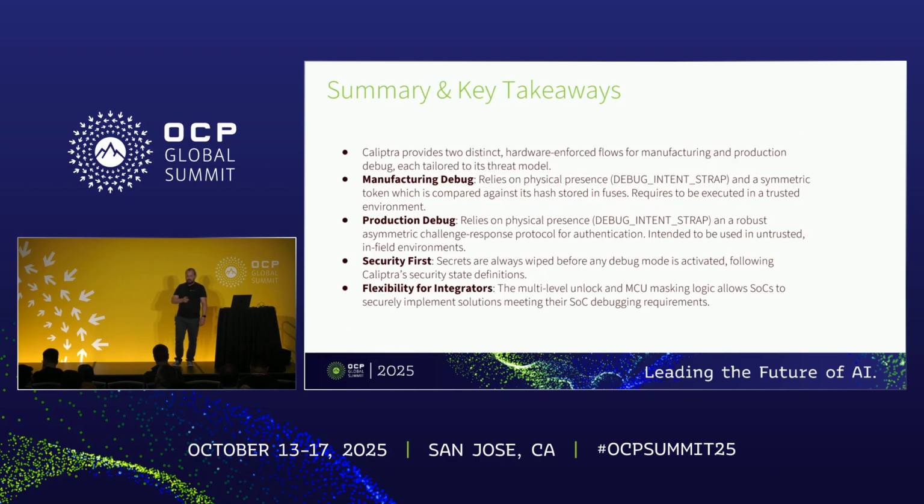And same thing, key takeaways. I think we talked about this. Two key takeaways I want to mention: debug intent is a strap, so physical presence. Anytime there's a debug operation taking place, Caliptra protects itself by wiping out assets. And then zero trust as a principle.